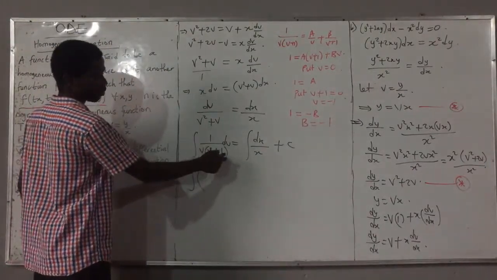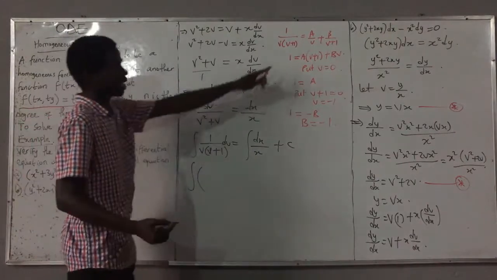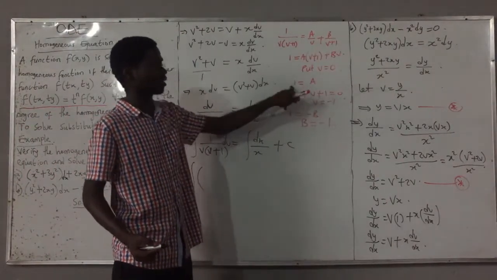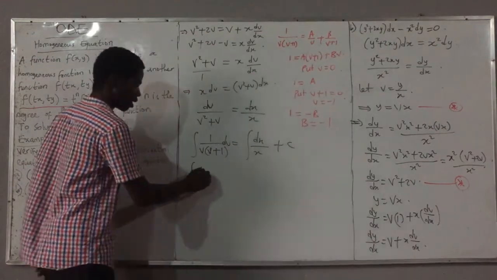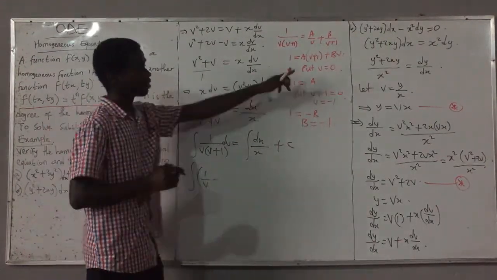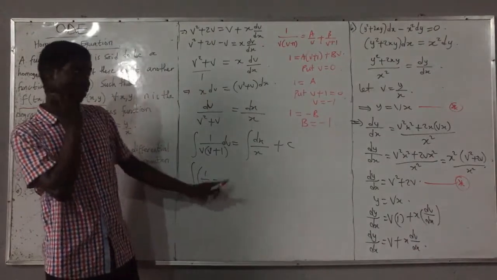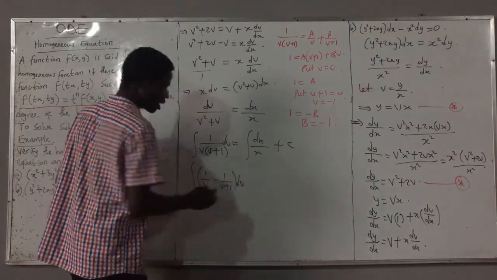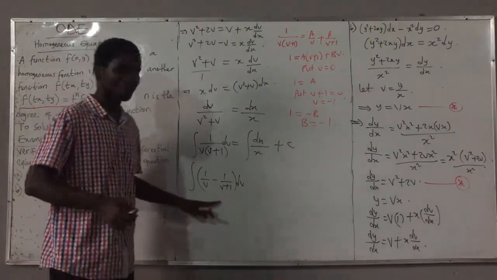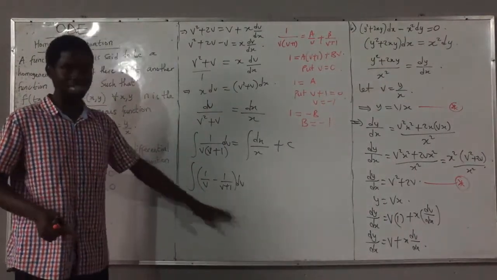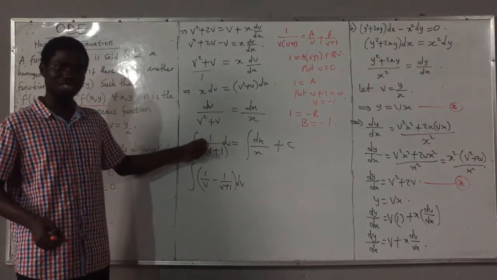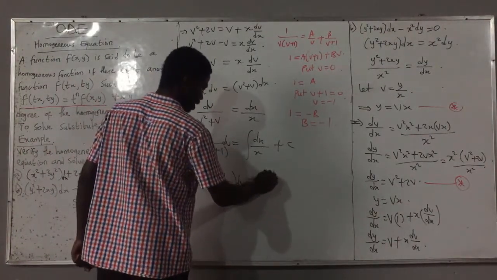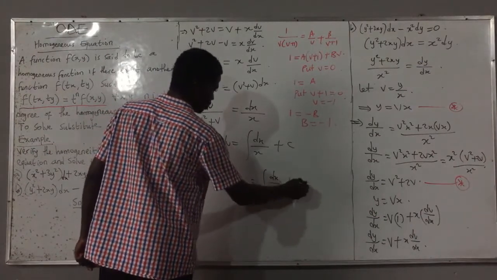So that means I have resolved this into partial fraction. This 1 over v open bracket v plus 1 is what? A over v plus b over v plus 1. What is a? A is 1. So that means this is 1 over v. B is minus 1. That's why I put minus. Minus 1 over v plus 1. So you can confirm whether this partial fraction is correct. Find the LCM again and join it together. You must get this. Do you understand? So this is equal to integral of dx over x plus c.